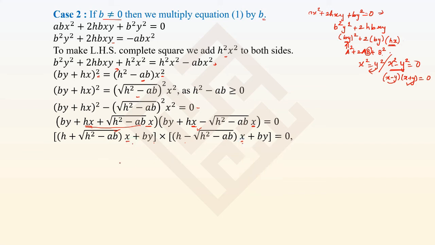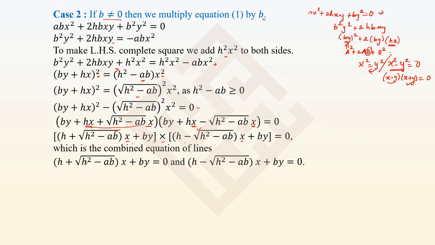So that means you are going to get that this is nothing but u into v is equal to 0. So u into v is equal to 0 मतलब हमें मिलता है u equal to 0 and v is equal to 0 का ये combine equation है. So we can say which is the combined equation of the lines (h plus root of h square minus ab) into x plus by is equal to 0 and (h minus root of h square minus ab) into x plus by is equal to 0.